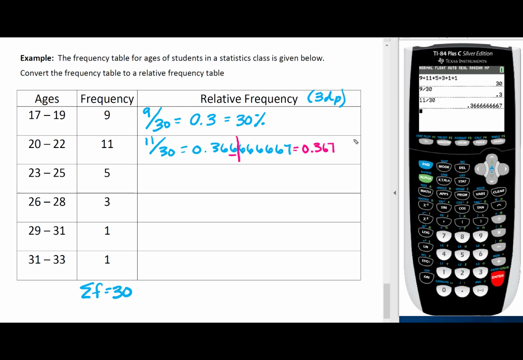Writing that as a percent, remember, multiply it by 100. So that's going to be written as 36.7%.